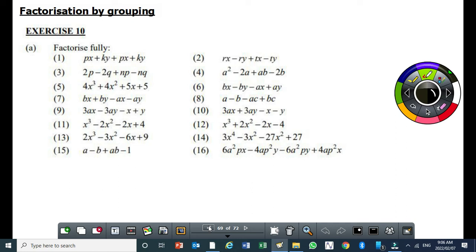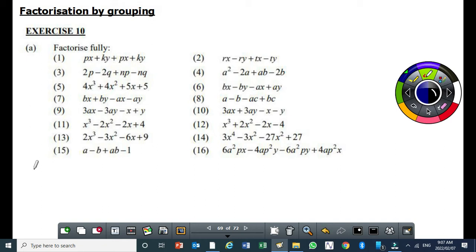Going to move on to another skill or technique of factorization, which is factorization by grouping terms. At this stage, you should be able to factorize by a common factor, by a difference of two squares, and you should be able to factorize trinomials, right? Because factorization by grouping requires you to know how to factorize by a common factor, how to factorize by a difference of two squares, and also how to factorize trinomials. Right? So I'm going to start with a simple example.